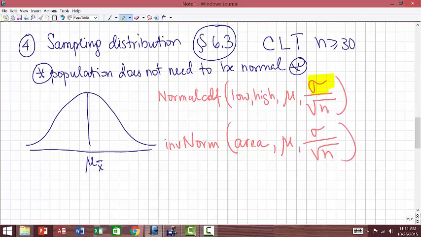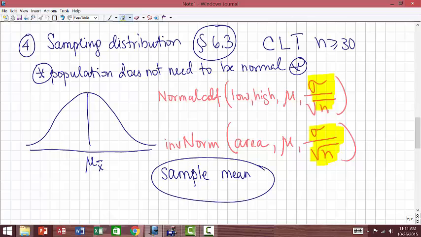Okay, this is the most common mistake that I see happening. Okay, forgetting about this sample size being there. It's there for a reason. So as soon as you see that the question is about sample mean, that's when you know that we gotta use sigma divided by square root of n.